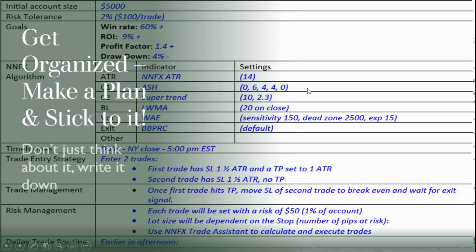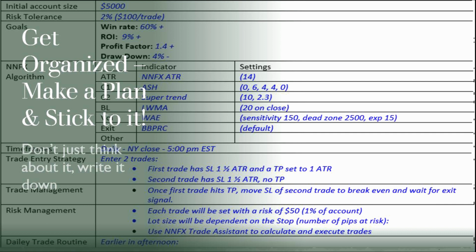And of course, write down your algorithm there, because all the details, what it is, what the settings are, what time are you going to trade, what is your trade entry strategy? And this is right out of VP's rule book. First trade has a stop loss of 1.5 ATR and a take profit set to 1 ATR, and second trade has the stop loss but no take profit. Write down your trade management, your risk management, and it just goes on.